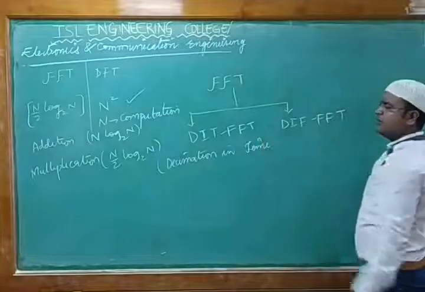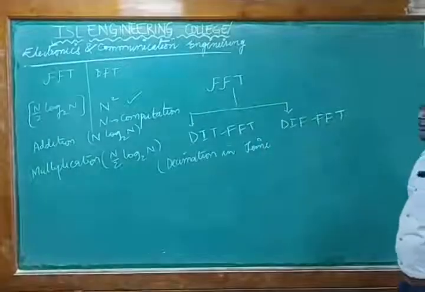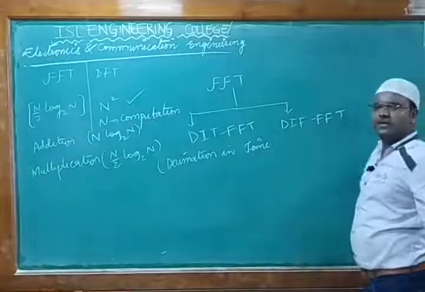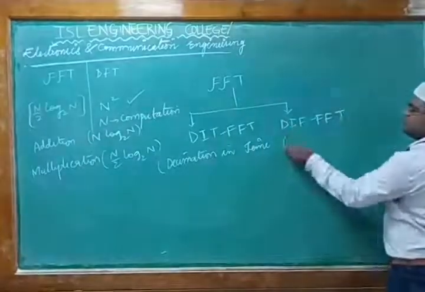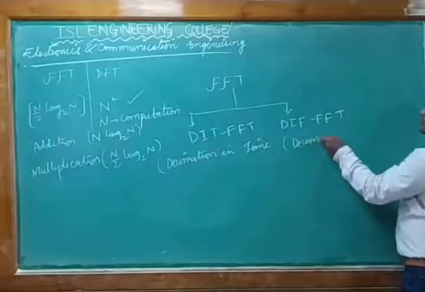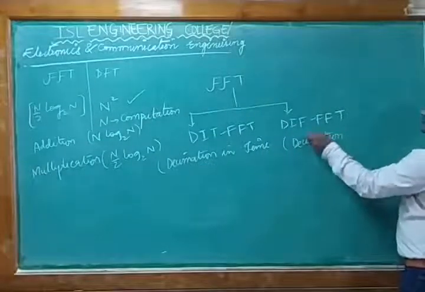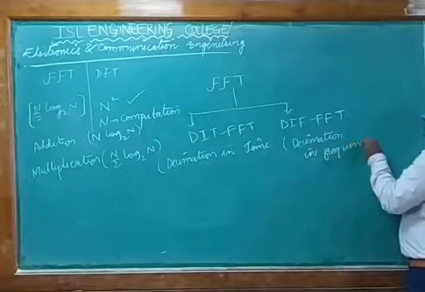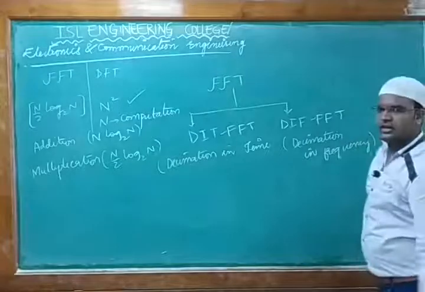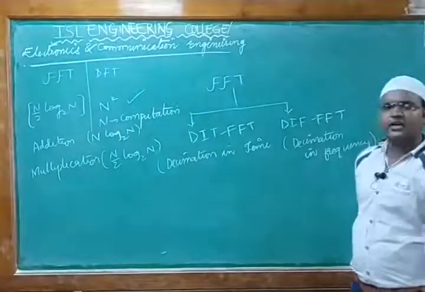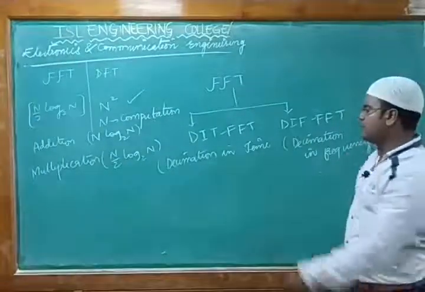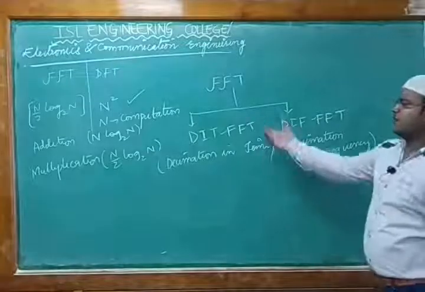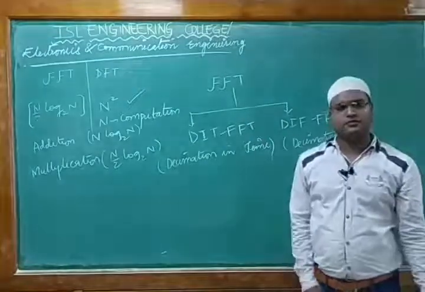So we are converting the frequency sequence into the time domain, and we want to find out the DIT FFT. Whereas in DIF, what does DIF stand for? Decimation in frequency. So in this, your sequence is being converted into the frequency domain, and then you can find the fast Fourier transform. So by using decimation in time and decimation in frequency, FFT problems can easily be solved.